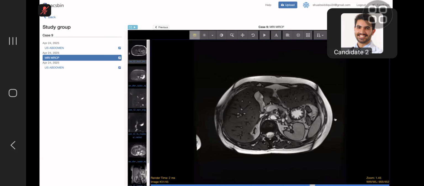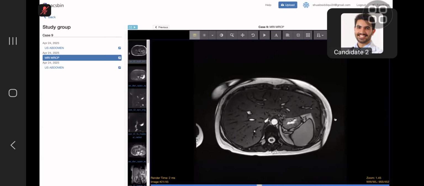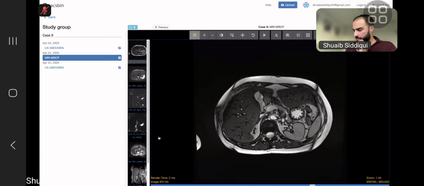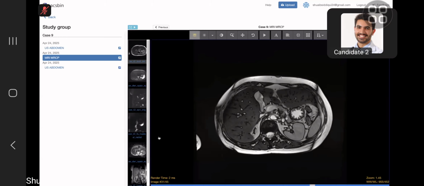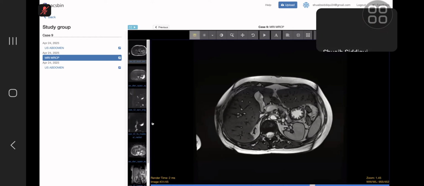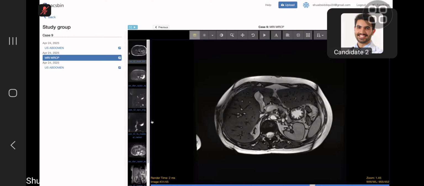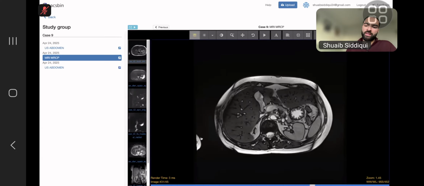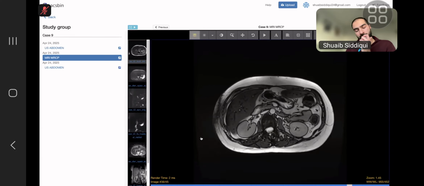Could this be a parasite residing within the gallbladder? What makes you say that? The shape of the intensity. I don't see any surrounding inflammatory changes around the gallbladder, and it's not gravity dependent, so it doesn't look typically like sludge. So if you're thinking that's the diagnosis, what would you like to do next?